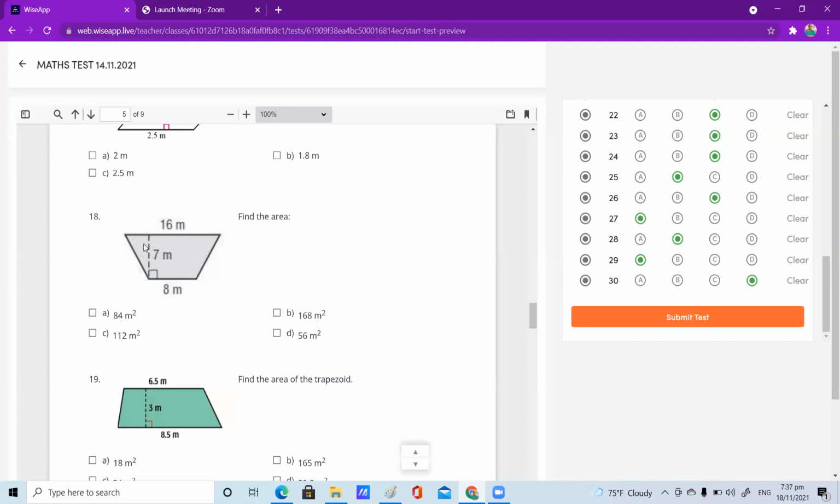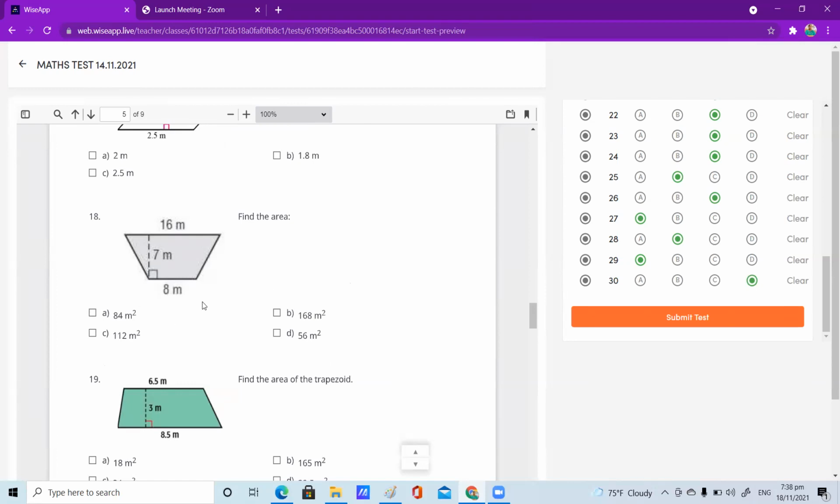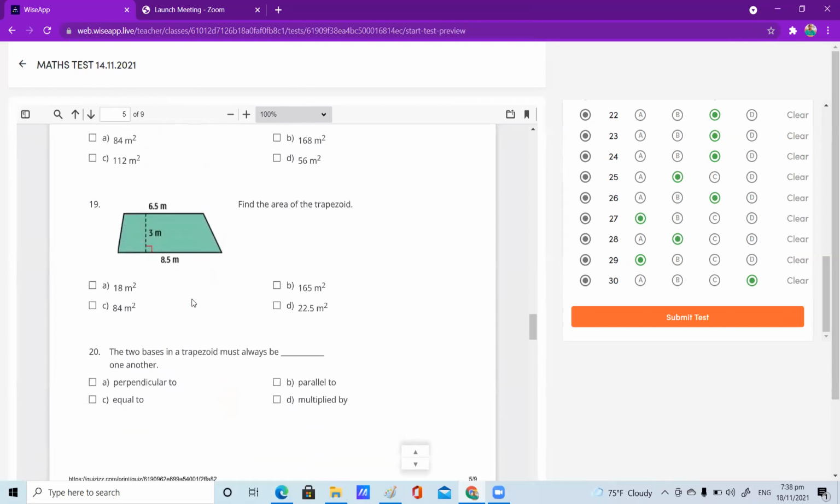Multiplied with the height is 7 by 2. 24, half of 24, 12. 12 multiplied by 7 is 84 meters square. Very good. If you see the figure, you can remember, children. Trapezium, parallel sides, sum of parallel sides multiplied with height divided by 2.